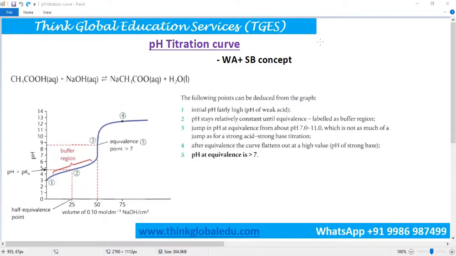In this video, we are going to learn about pH titration curves. pH titration curves are used to determine the equivalence point or the stoichiometric point in acid-base neutralization reactions. It is a plot of the pH of a solution along the y-axis and the volume of base added during the neutralization reaction along the x-axis.